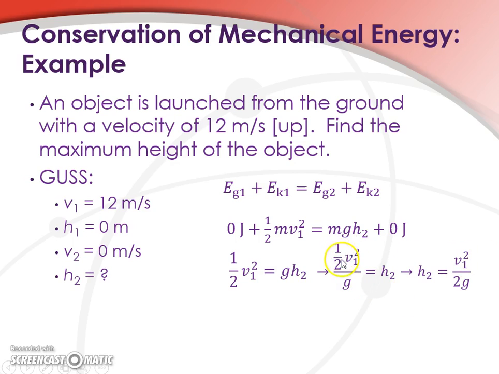And we can move the 2 down to the bottom, of course, and we get h2 equals v1 squared over 2g. And substituting in, the height that we will reach is 7.3 meters. And if you wish, you can use your kinematic equations to solve that problem in that manner, and you will get the same result.